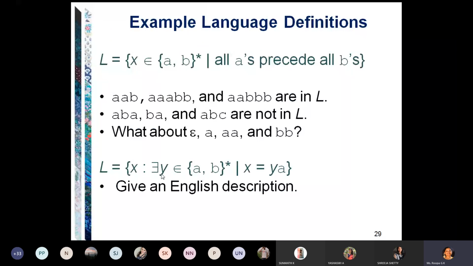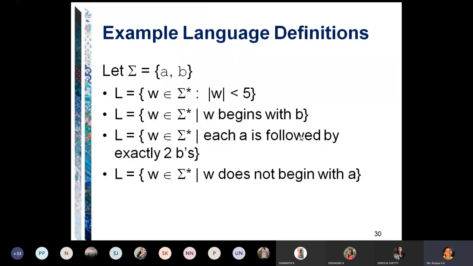Yes, there exists Y belongs to {A, B} star, where X is equal to, how to write? For this, W begins with B, you write BY. Correct now? We can write BY, where Y is the combination of A's and B's. Third one, each A is followed by exactly two B's. Can you give some example strings for this? Each A is followed by exactly two B's.